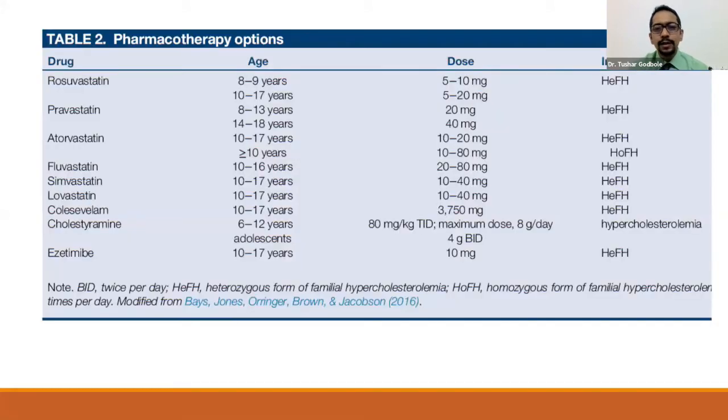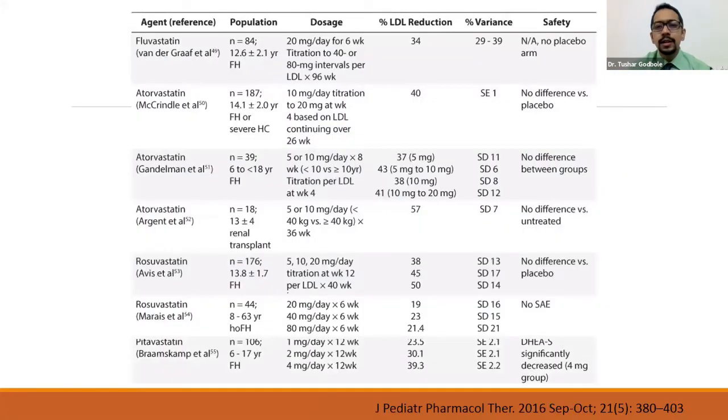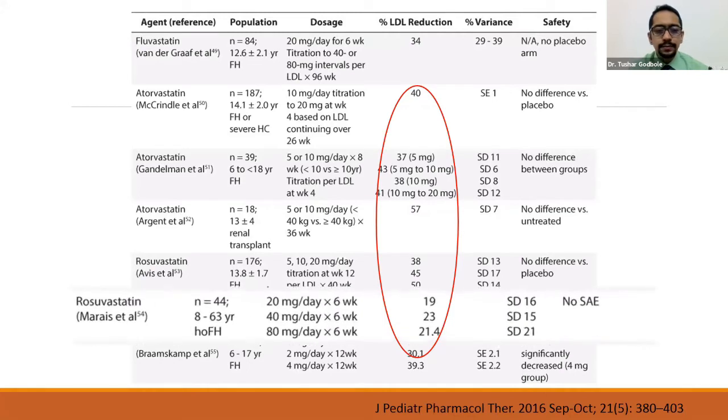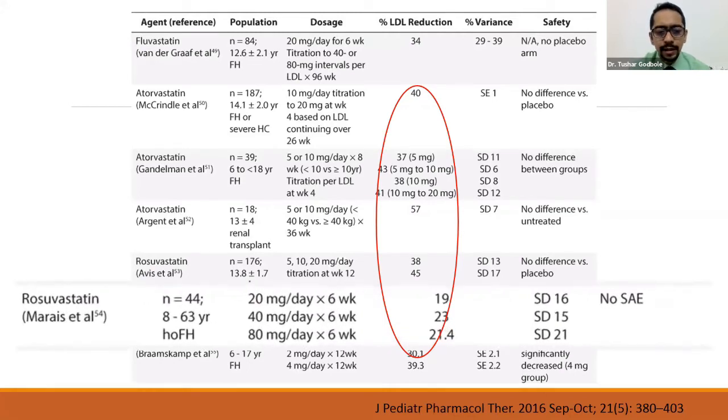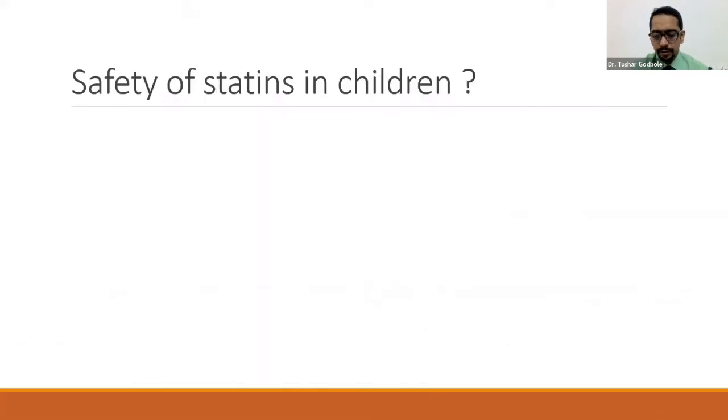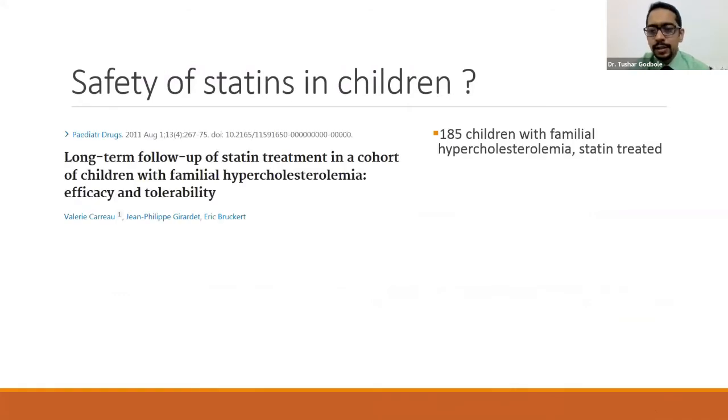But if you really look at the literature, are they successful in reducing the LDL concentrations? The percentages of LDL fall are anywhere between 20 to 40%. And with rosuvastatin, this particular study I could find treated homozygous children with 80 milligrams and they could barely achieve a 21% fall. So clearly homozygous ones are very difficult to treat, but the heterozygotes and the non-familial ones respond better.